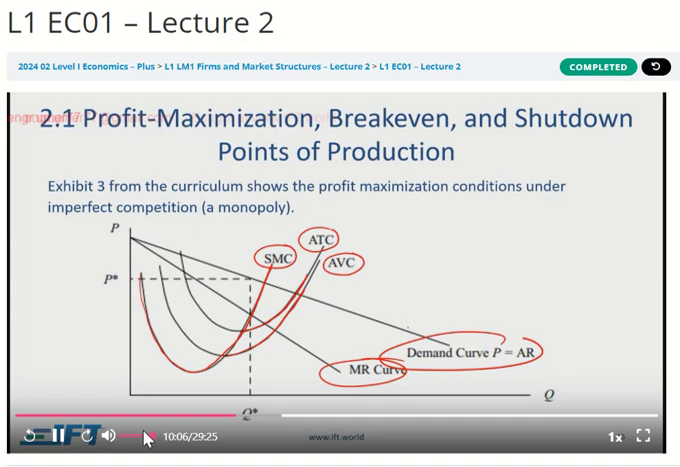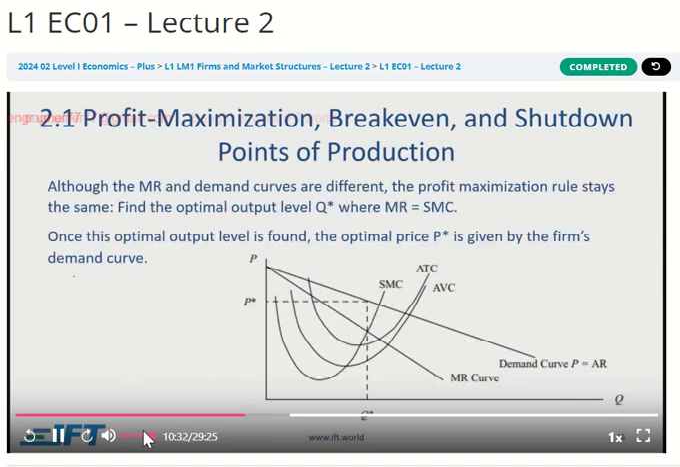Here we have a downward sloping demand curve and a downward sloping MR curve, which is even lower than the demand curve. Now here the MR is going to intersect with the MC at this point over here, right? This is your MR and MC, and that is your profit maximizing quantity and profit maximizing price. So even though the marginal revenue curve and the demand curve are different, the rule of the optimal output level is the same. That is where MC is equal to MR.